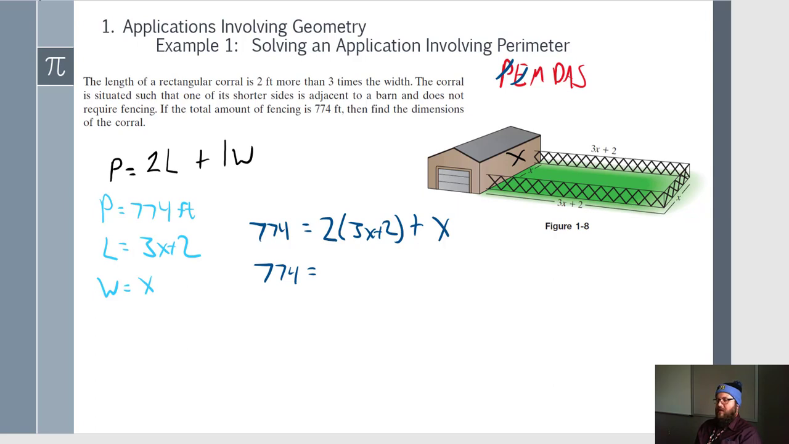But now we can take this 2 and distribute it into the parentheses. So we have 2 times 3x, which gives you 6x, and 2 times 2, which gives you plus 4. And then we're still left with an x out here. Don't forget about that x. That x is still there, so plus x. So we took care of the multiplication, and there's no division. So now we do addition and subtraction. Well, let's combine like terms on the right-hand side. So on the left, we still got 774. And over here on the right, we have 6x plus 4 plus x. So what is 6x plus x? Well, we should get 7x. And then we still just have a 4.